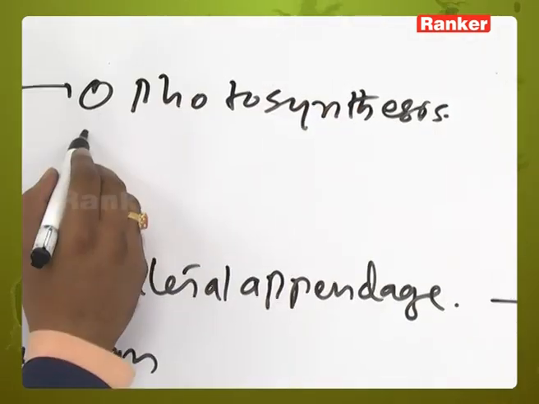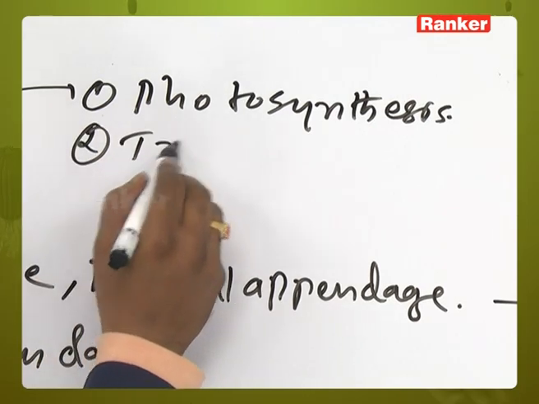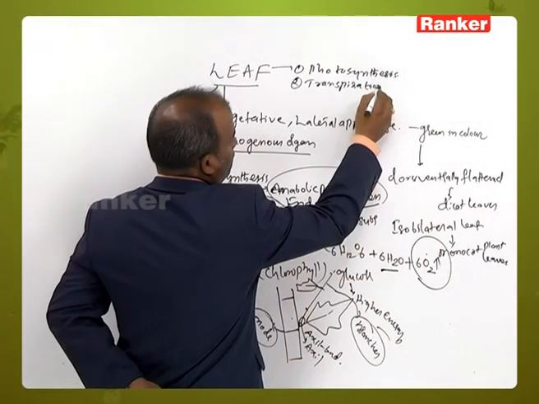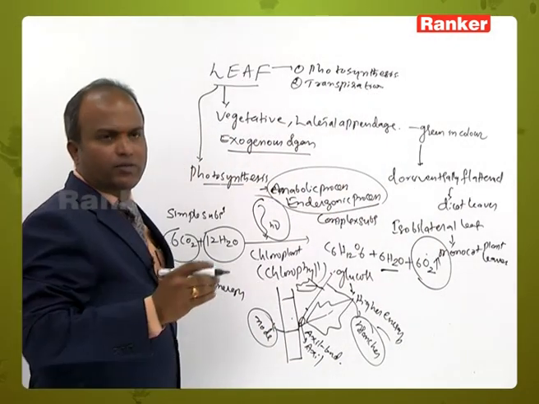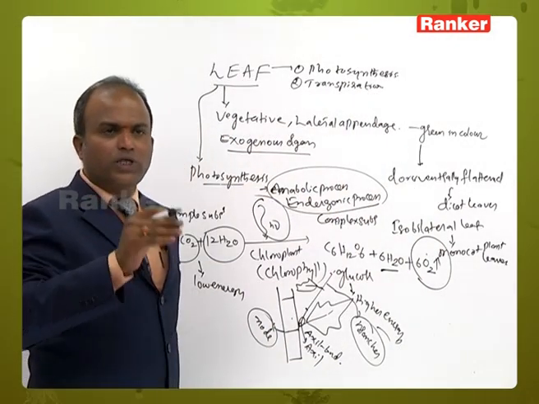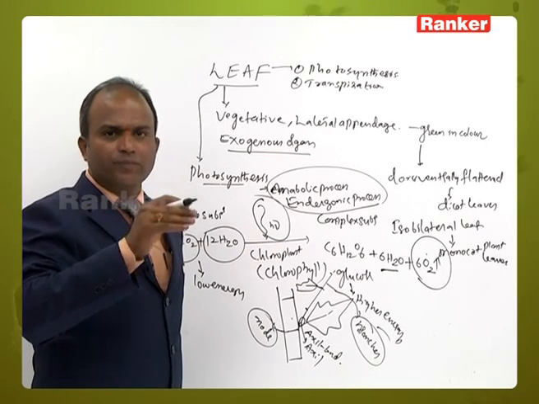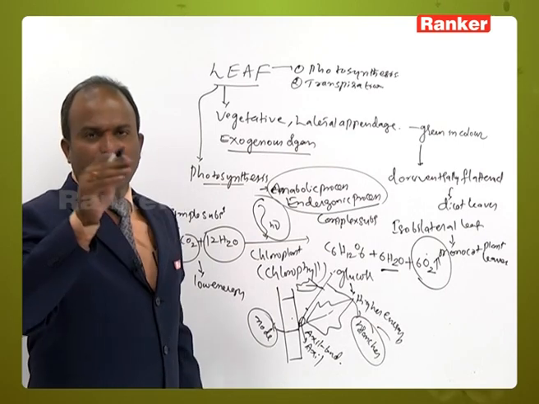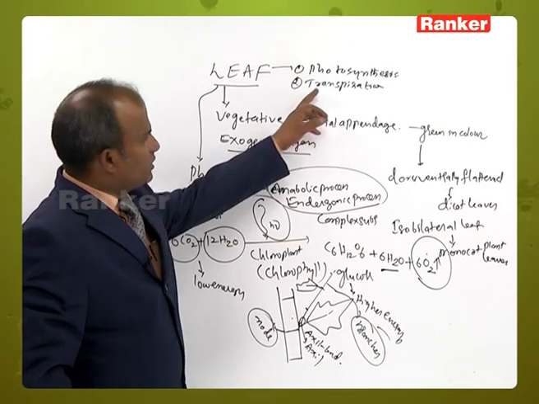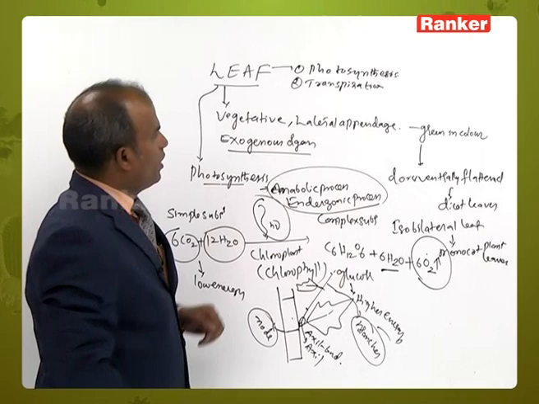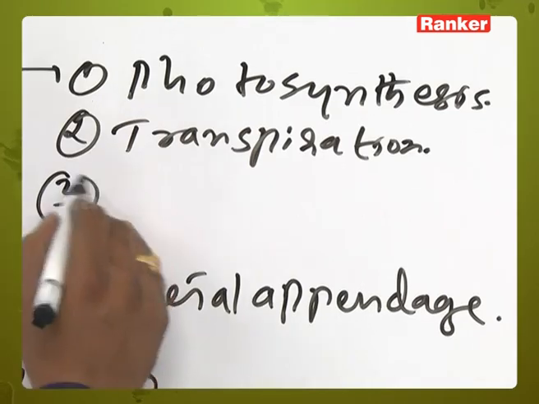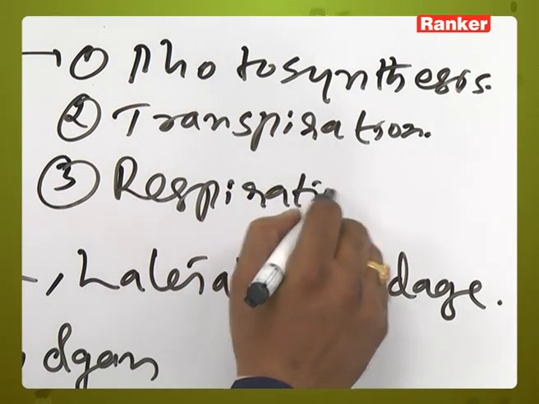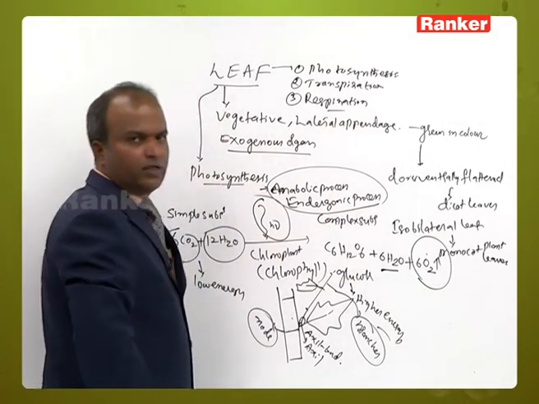And the second function is transpiration. What is meant by transpiration? The amount of water which is evaporated in the form of water vapor through the leaf is transpiration. And it also plays an important role in respiration.